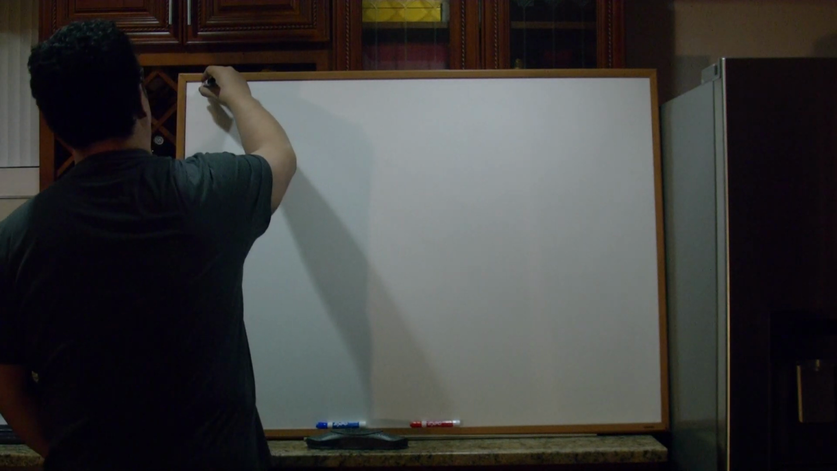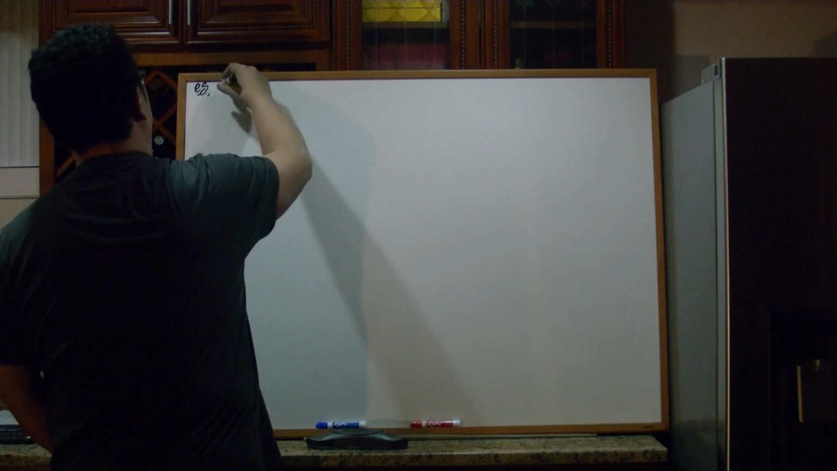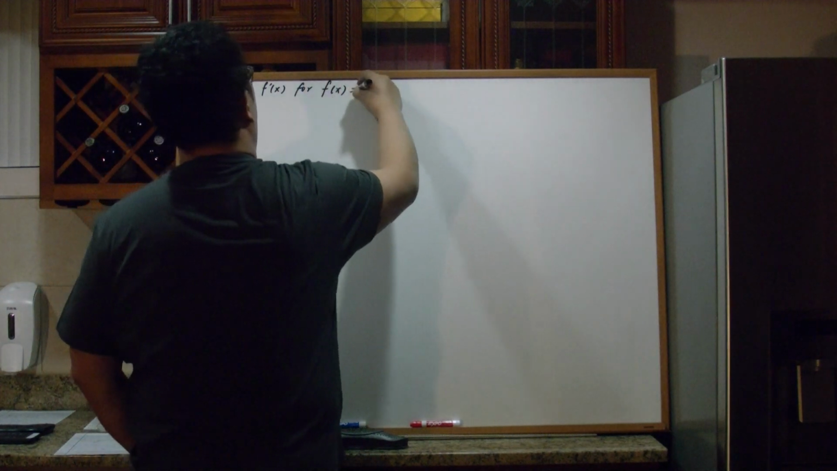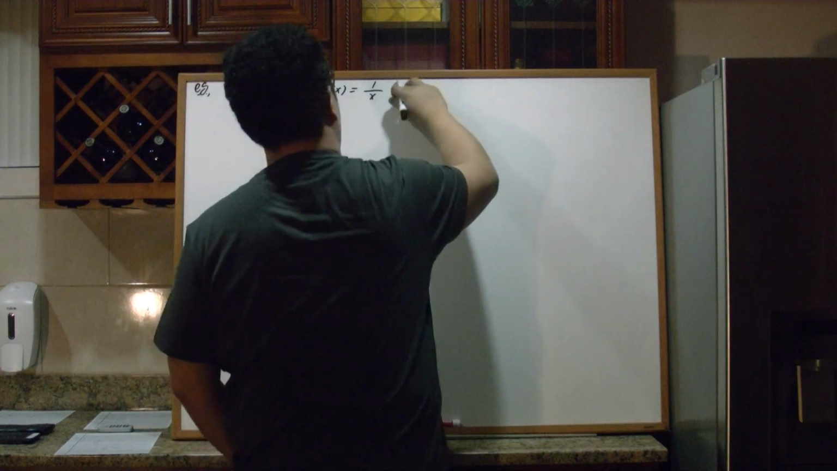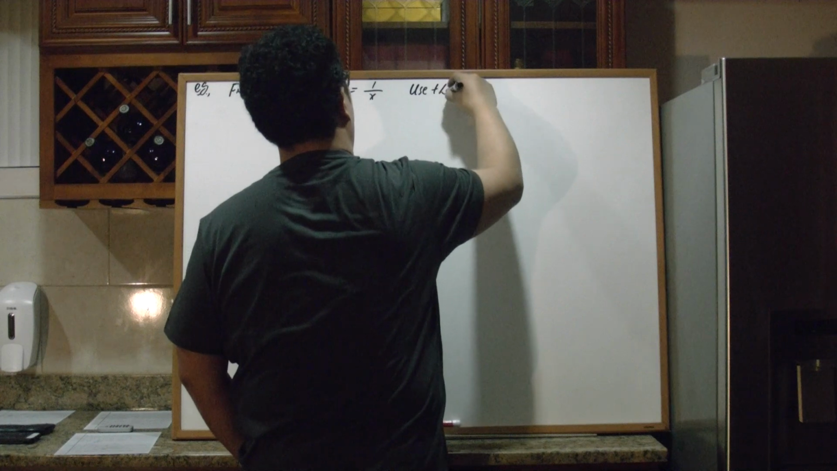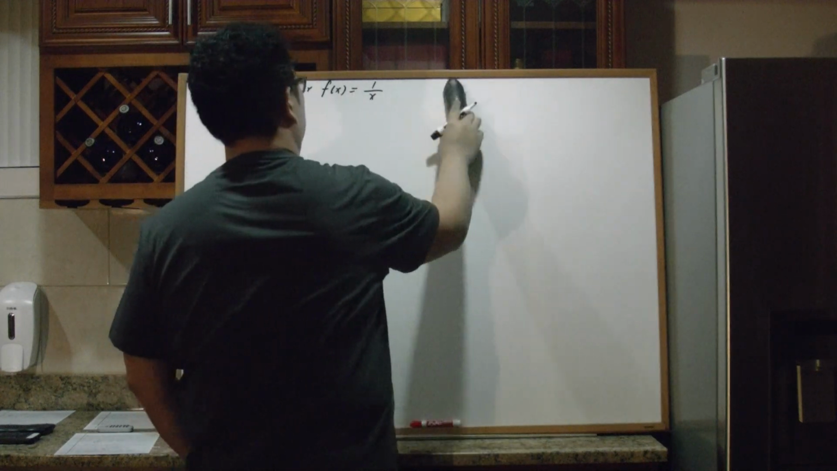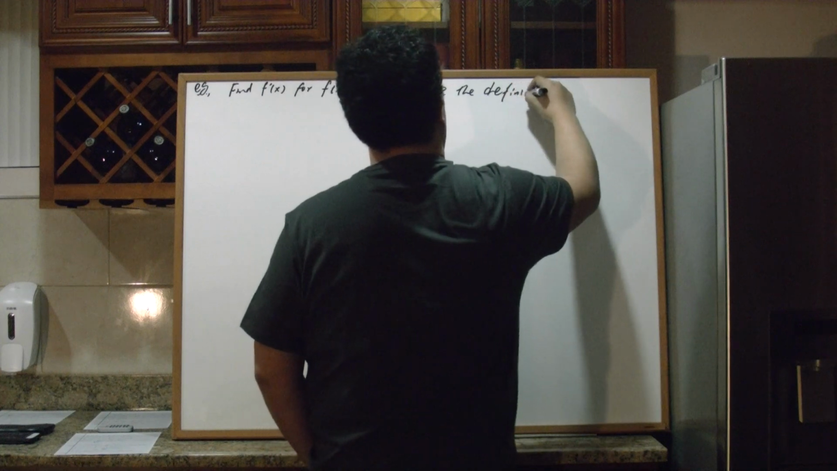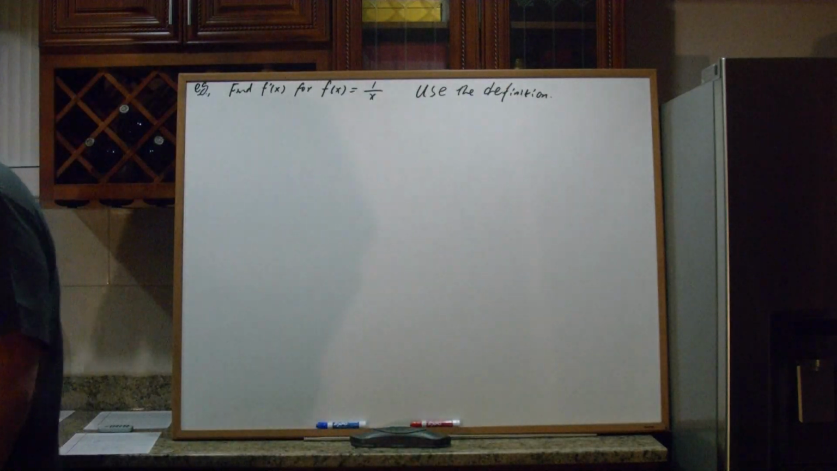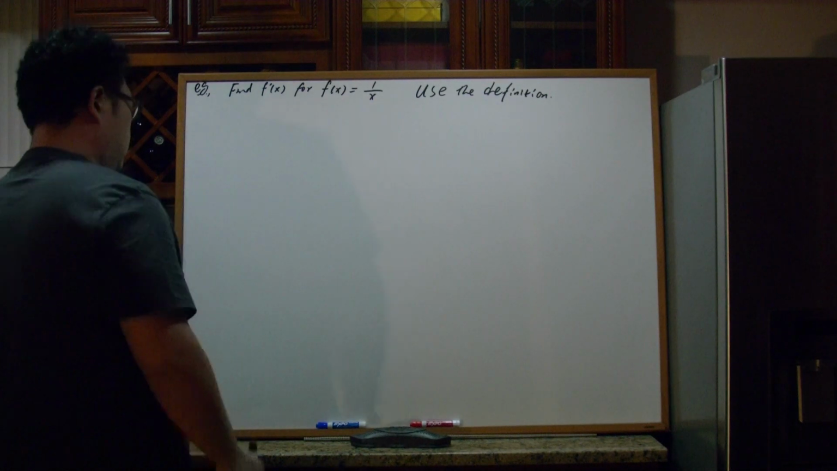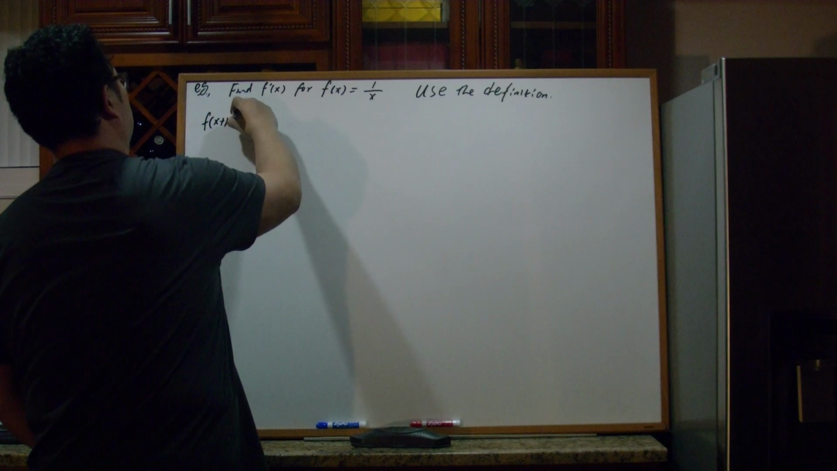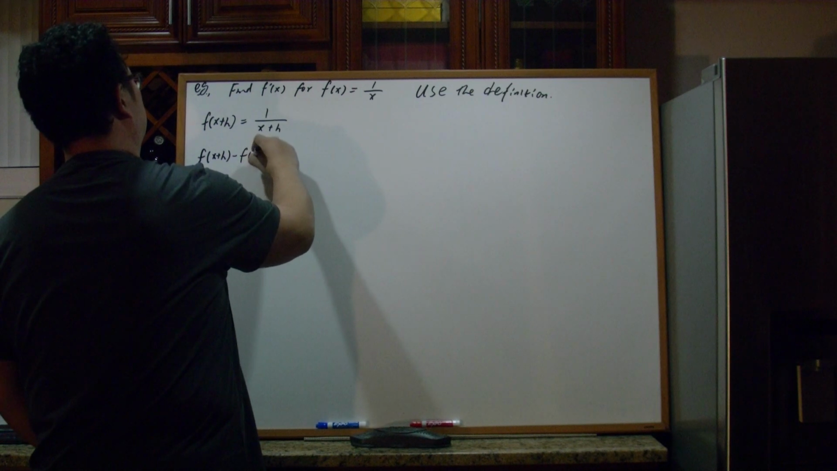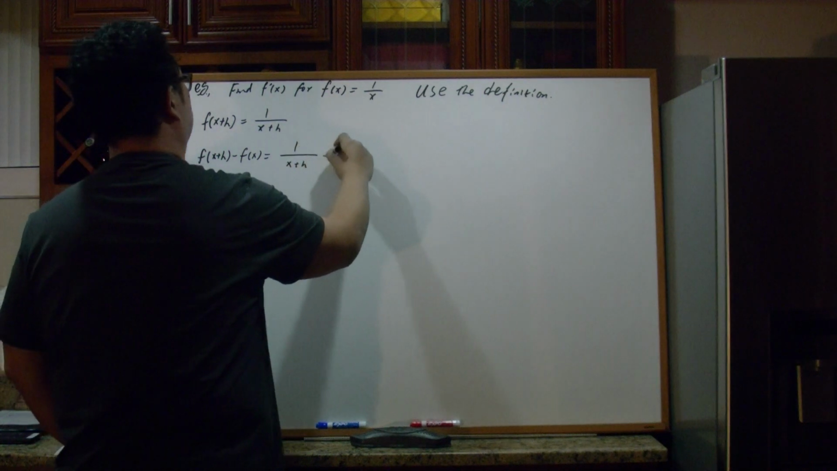Another thing to be very classic: f of x equals 1 over x, use the definition. Right, so we have seen that, right? F of x plus h equals 1 over x plus h. F of x plus h minus f of x, that is 1 over x plus h minus 1 over x.